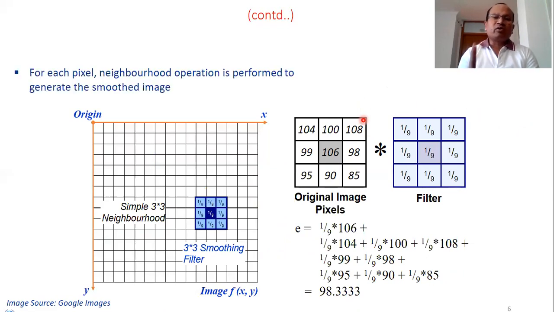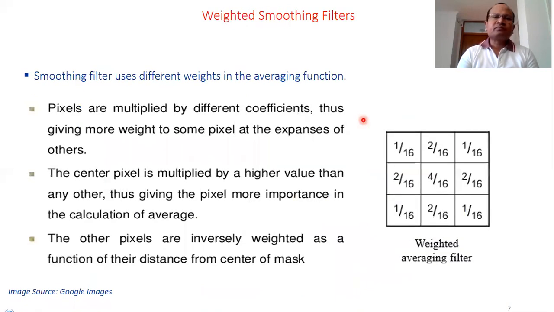For each pixel, a neighborhood operation is performed to generate the smoothened image. For each and every pixel, the masking operation is performed, and we get a different pixel value. Based on the different pixel values, all the new pixel values are obtained, and you can see the significant change in the input image.